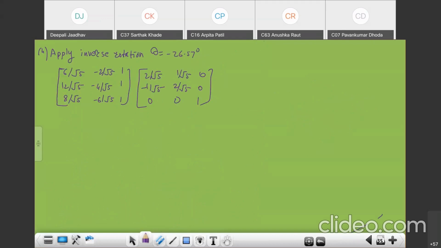So that is the inverse. Now the result is equal to 2.8, 0.4, 5.6, 0.8, 4.4, 0.8.